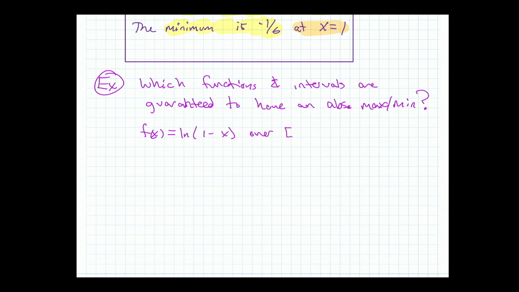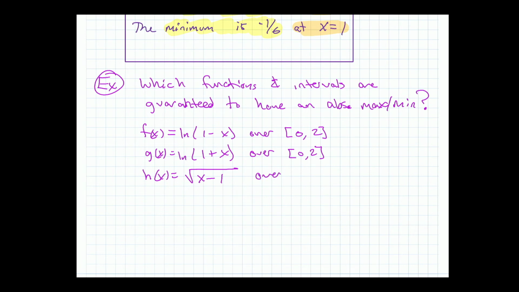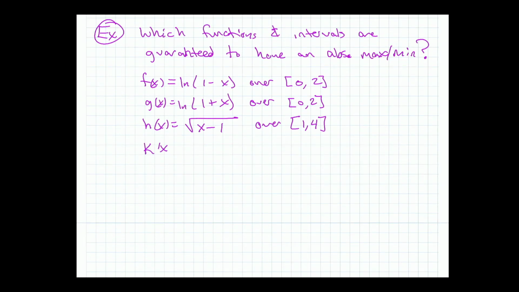So we've got f of x is natural log of 1 minus x over 0 to 2. We've got g of x is ln 1 plus x over 0 to 2. We've got h of x is square root of x minus 1 over 1 to 4. We have k of x is 1 over square root of x minus 1 over 1 to 4, and then they say none, right?